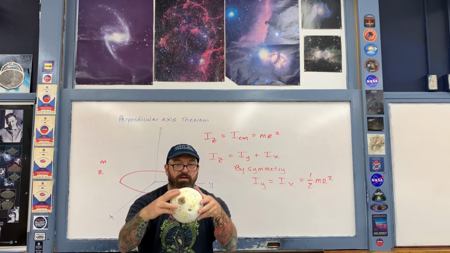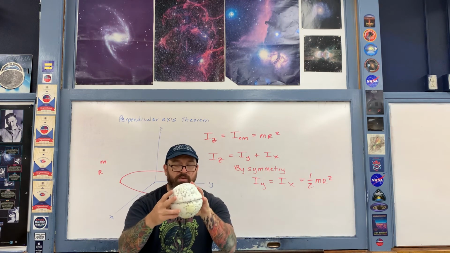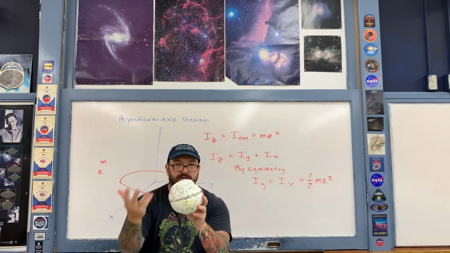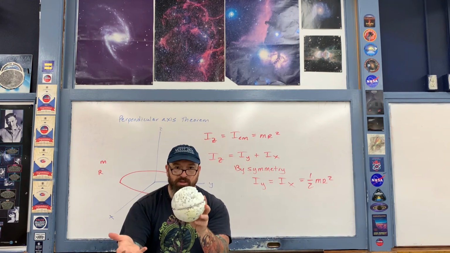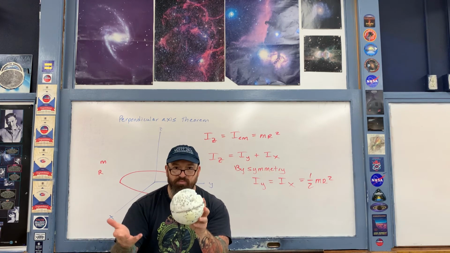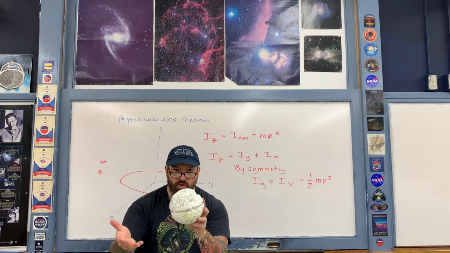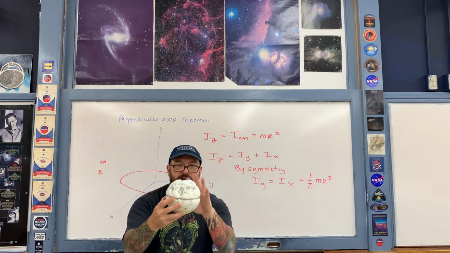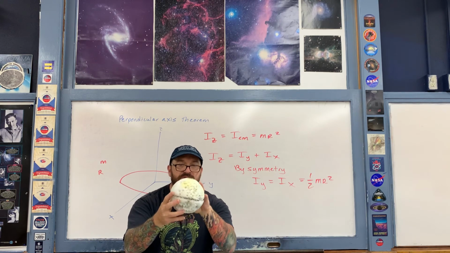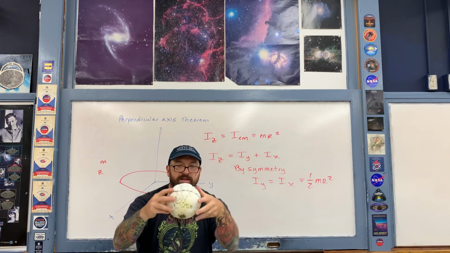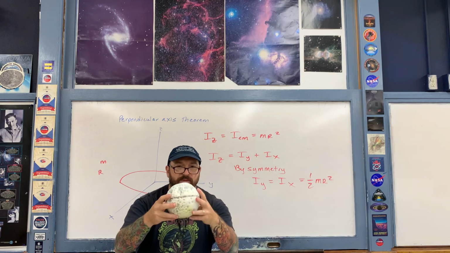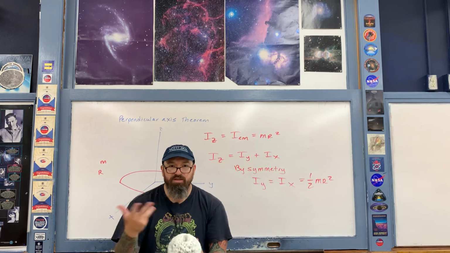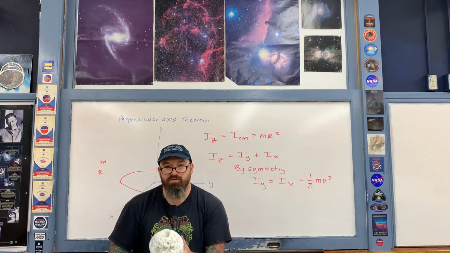So right here would be I sub y. Right here would be I sub x. Are they the same? Yes, they are by symmetry. However, do they obey perpendicular axis theorem? No, because this I sub z is 2/5 mr squared. This I sub x is also 2/5 mr squared, and this I sub y is also 2/5 mr squared. Because the sphere is rotationally symmetric, it doesn't matter which axis you're talking about, x, y, or z, you always get the same thing, 2/5 mr squared.